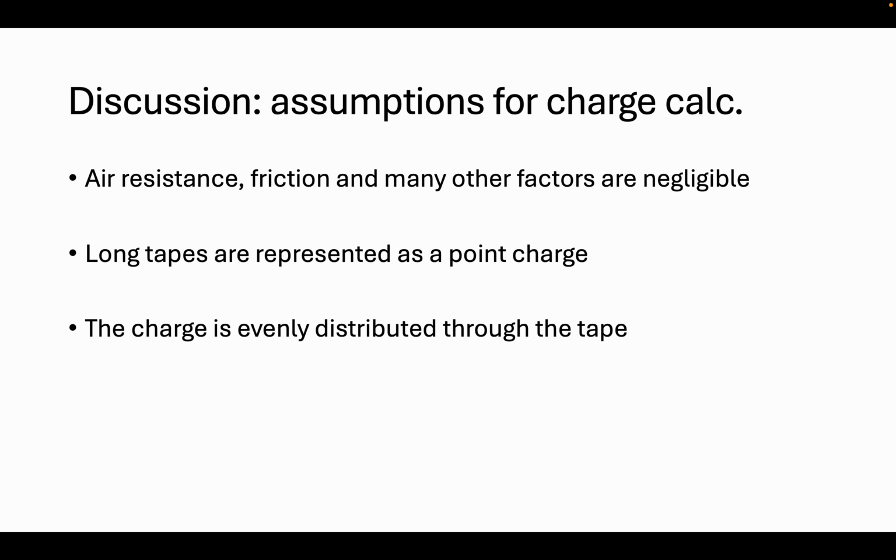Discussions. For the charge calculation of the initial value, I used assumptions like air resistance, friction, and many other factors being negligible. Long tapes are represented as a point charge. The charge is evenly distributed through the tape. However, in this lab itself, I did not use the point charge assumption since we assumed that the charge is distributed along a straight line.